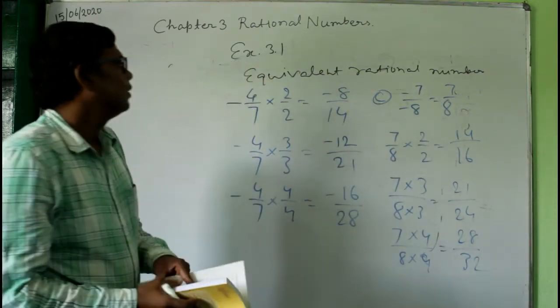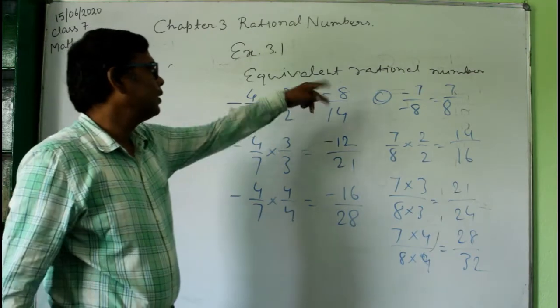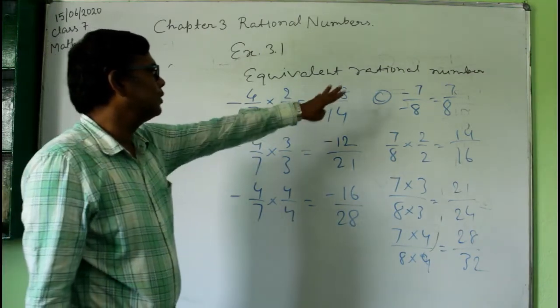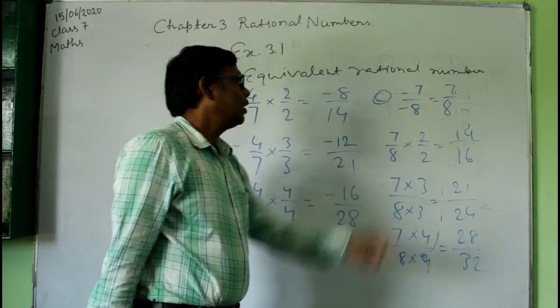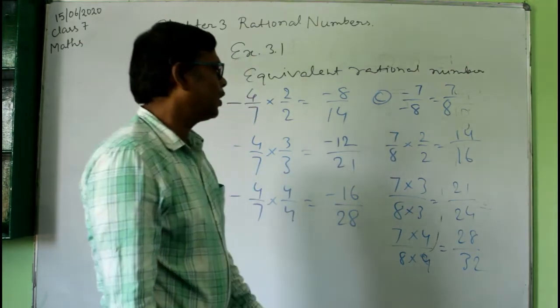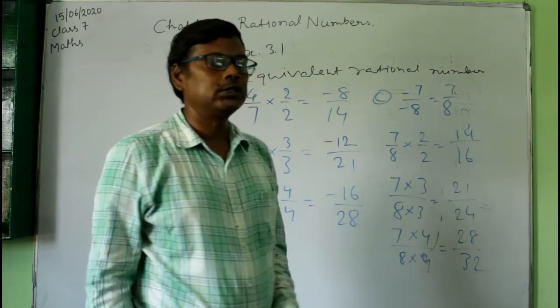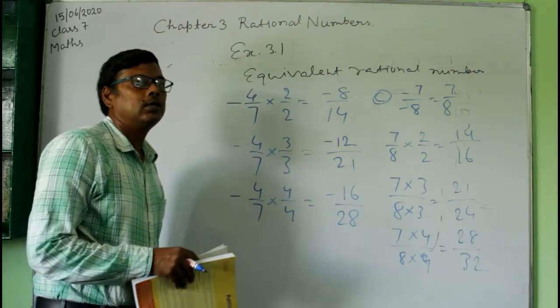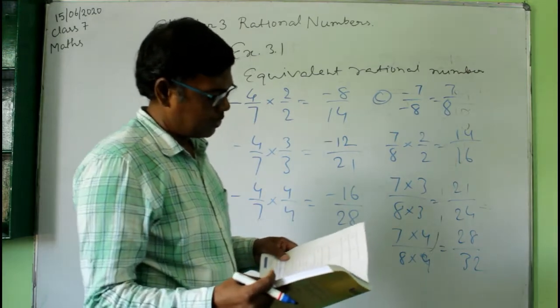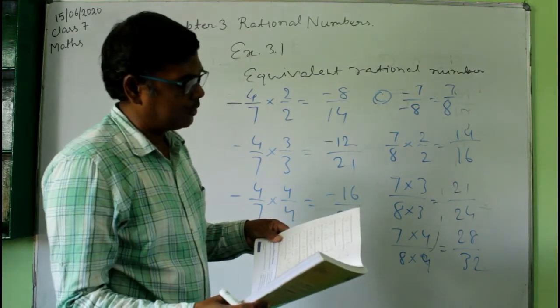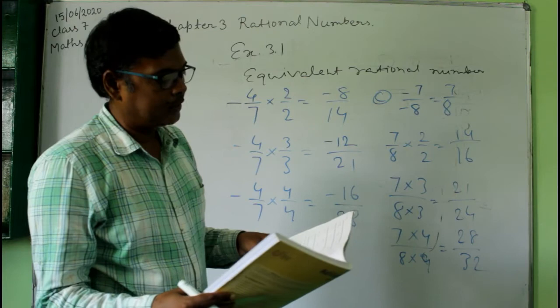So there are 3 equivalent fractions of this minus 7 by minus 8, that is 14 by 16, 21 by 24 and 28 by 32. You can find more, but in the question you are told to find only 3 rational numbers. So now the next question is here, identify the positive and the negative rational numbers.